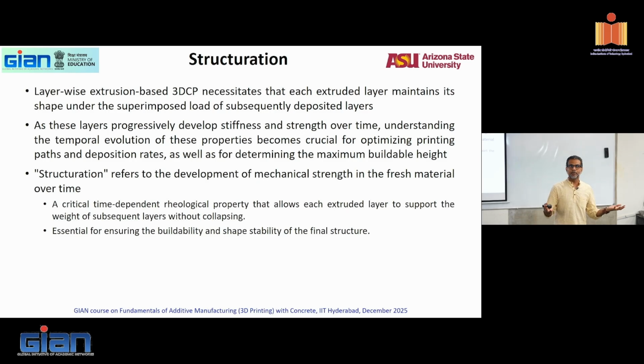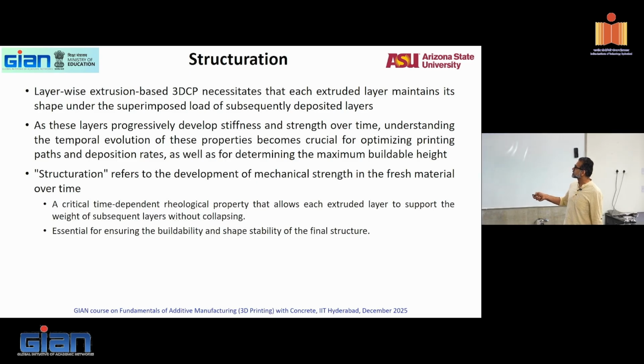If you don't want to build a single story and it takes 6 months to build a single story structure, you pretty much have at least a couple of feet built up during a day, or 3-4 feet built up during a day, depending on what your design is. So you want this next layer to come on top immediately or very quickly. And as these layers progressively develop strength and stiffness, how these properties are developed becomes important to understand.